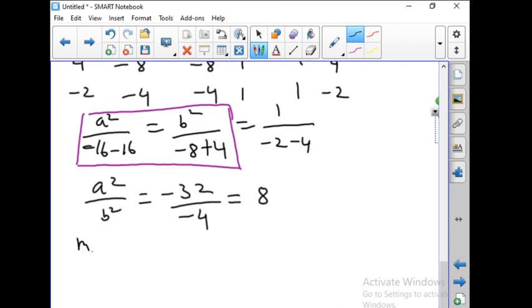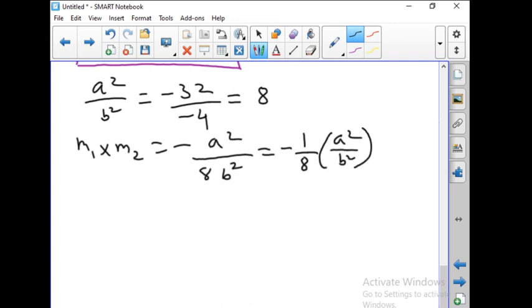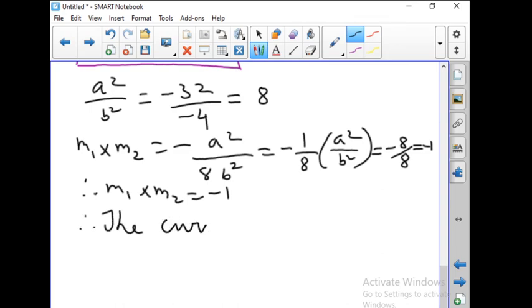And what is m1 into m2? m1 into m2 is equal to minus a square by 8b square. So we apply this value to a square by b square. So what is it actually? Minus 1 by 8 into a square by b square, so it is equal to minus 8 by 8, which is equal to minus 1. So m1 into m2 is equal to minus 1 we have got. Therefore, the curves, that is the ellipse and the hyperbola, cut orthogonally.